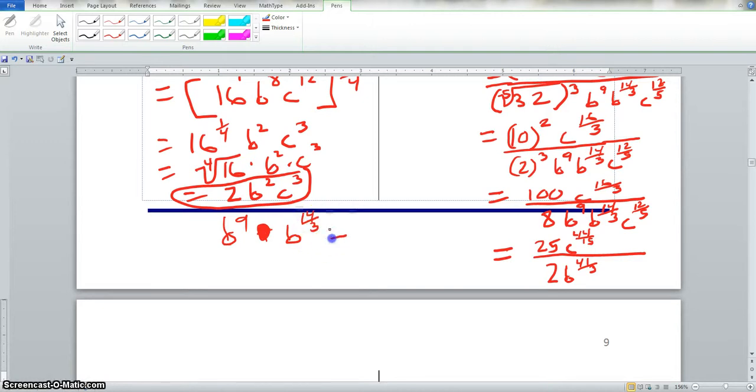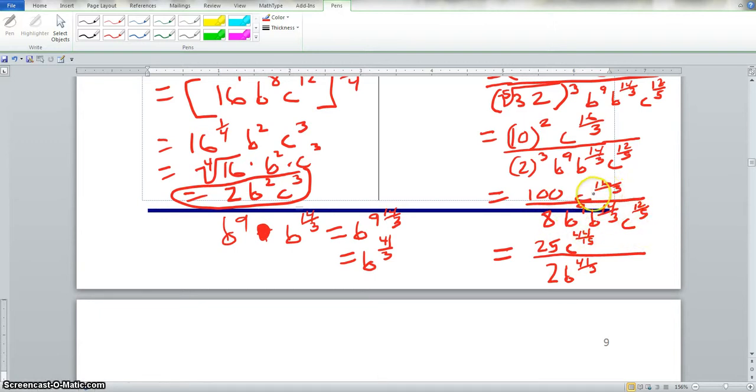And as we learned in a previous lesson, when we multiply with the same base, we add the exponents. So this is the same as b to the 9 plus 14 thirds power. Now we know we do not have a mixed number as our exponent, so we'll just make this into an improper fraction. Our denominator still would be 3, but our numerator, 9 times 3 is 27, plus 14 will give us 41. So that is how we get the 41 over 3. So now that's how we end up with 25 over 2 b to the 41 over 3 power. So that took care of our b's.